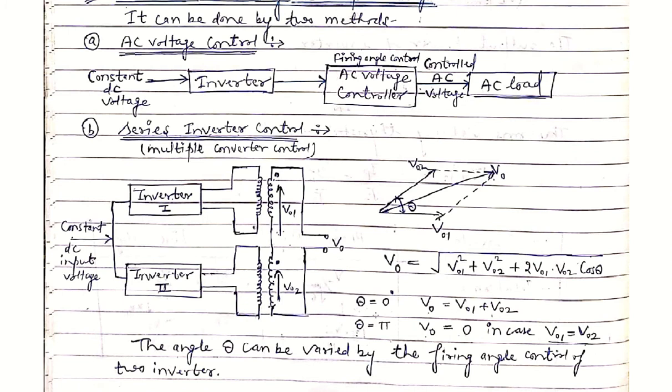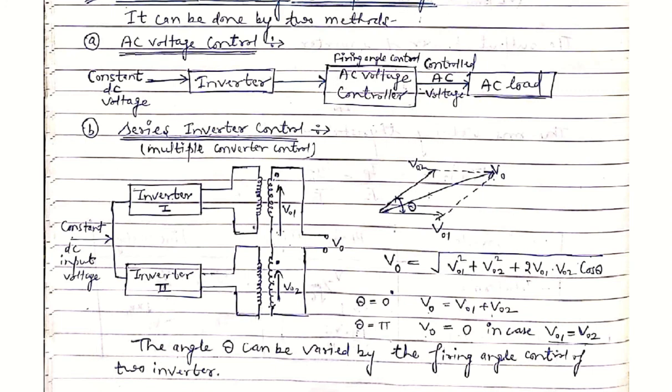But in the case of theta equal to pi, cos pi is equal to minus 1. So in this case, V0 equals 0. If we calculate this, V0 equals 0. With the condition V01 equals V02 and theta equals pi, if we calculate by this formula, V0 equals 0.